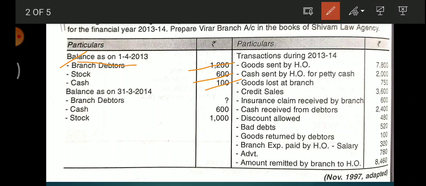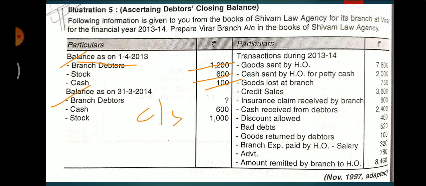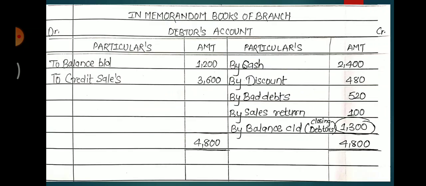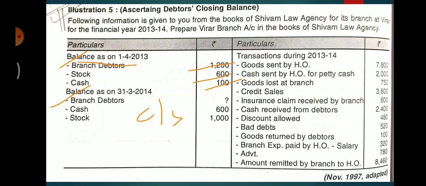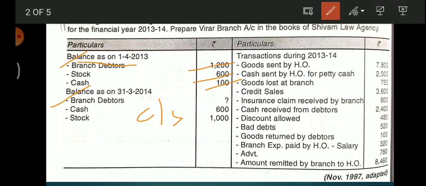Then we have the next one, balance as on 31st. It's nothing but the closing. So closing we are supposed to mention on the credit side: closing balance of assets, debtors, cash and stock, on the credit side. Then transactions during 2013, here we are supposed to make the debtors account too.